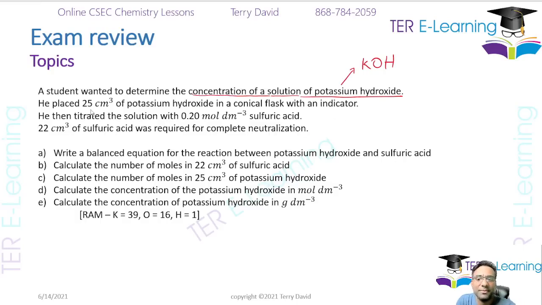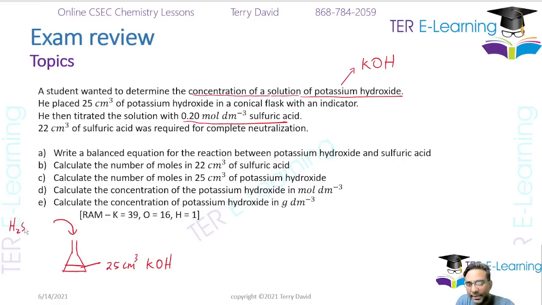He placed 25 cm cube of the potassium hydroxide in a conical flask. Very similar to what we did just now, you're going to have a conical flask and place 25 cm cube of potassium hydroxide, which is KOH. In the conical flask, you add the indicator, and then you're going to titrate with sulfuric acid. So I changed the acid this time.